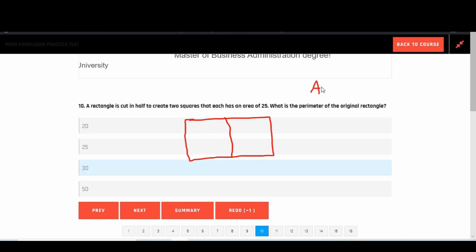As we saw in the previous problem, the area of a square is s squared. We're told that the area of the squares is 25 each. So 25 equals s squared.